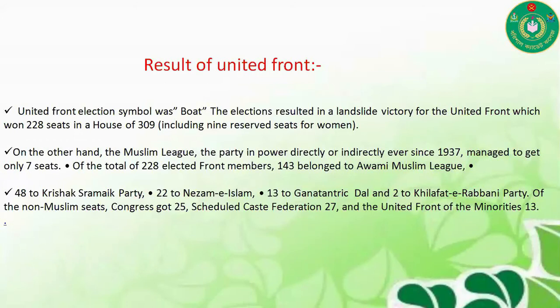The Krishak Sramik Party got 48 seats. The Awami League got 143 seats. 13 went to the Ganatantri Dal. Khilafat-e-Rabbani Party got 2 seats, of the non-Muslim seats, Congress got 25 and the Scheduled Caste Federation 27. And the United Front of the minorities got only 13 seats.